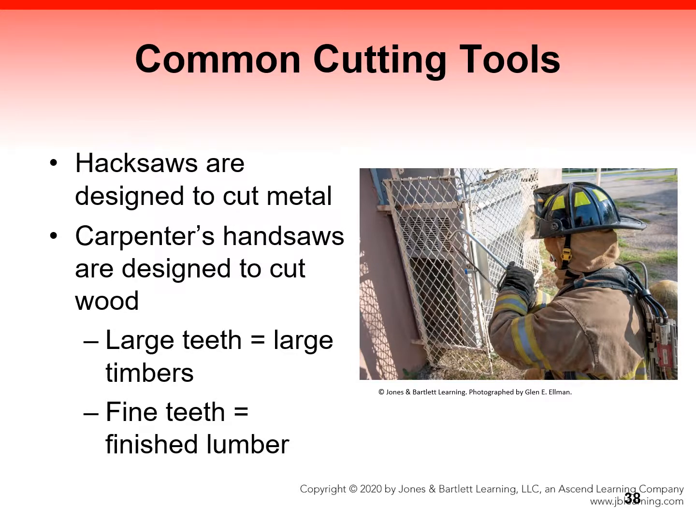Carpenter's hand saws are designed for cutting wood. Saws with large teeth are effective in cutting large timbers or tree branches. These saws are useful at automobile crashes where tree limbs may hamper the rescue effort. Saws with finer teeth are designed for cutting finished lumber.